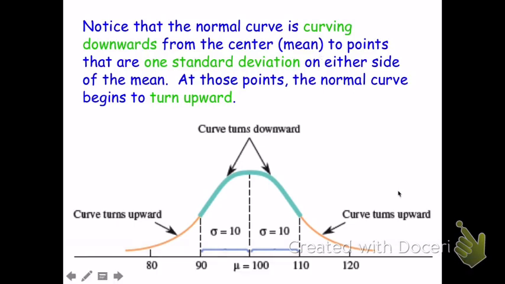So notice that the normal curve is curving downward from the center, 1 standard deviation on either side, and then it begins to turn upward after 1 standard deviation.